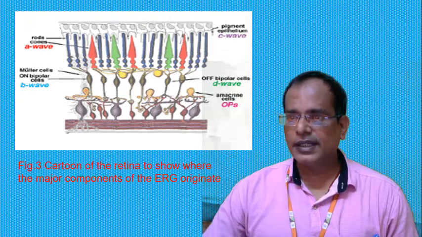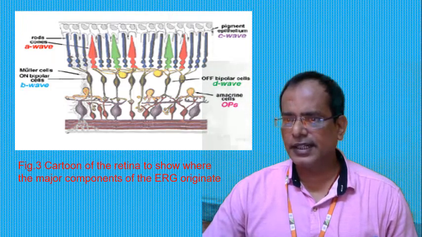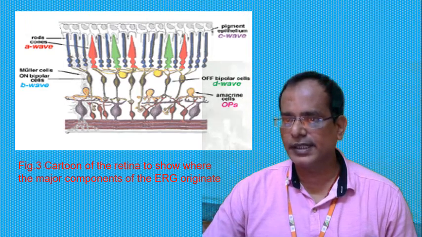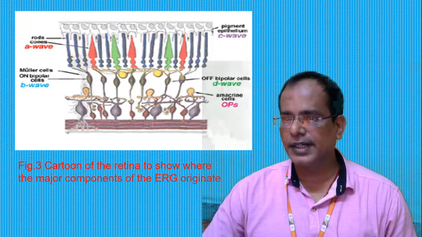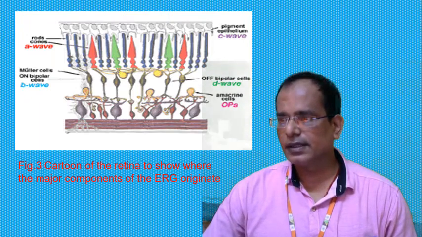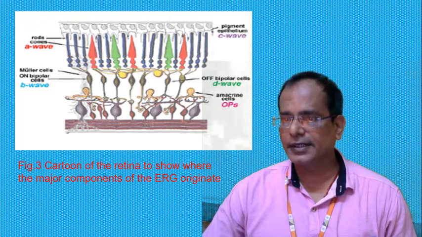So here the A wave is sometimes called a late receptor potential, which reflects the general physiological health of the photoreceptors in the outer retina. In contrast, the B wave reflects the health of the inner layer of the retina, including bipolar cells and Muller cells, that is, due to the bipolar cells and Muller cells, the B wave is generated.